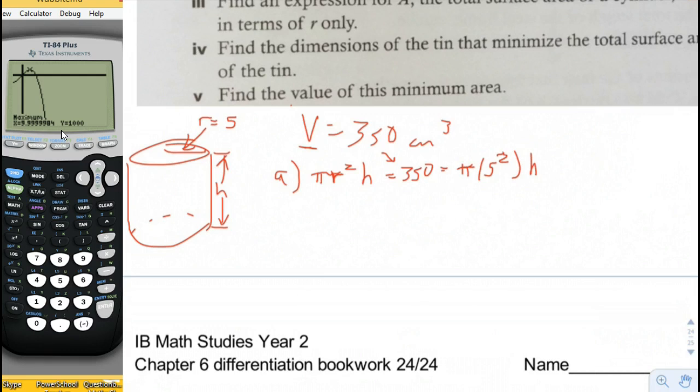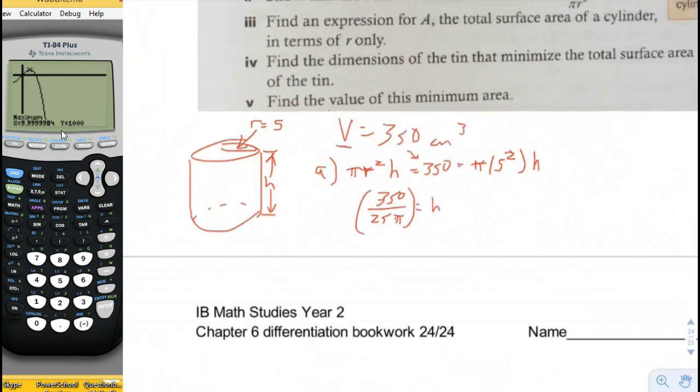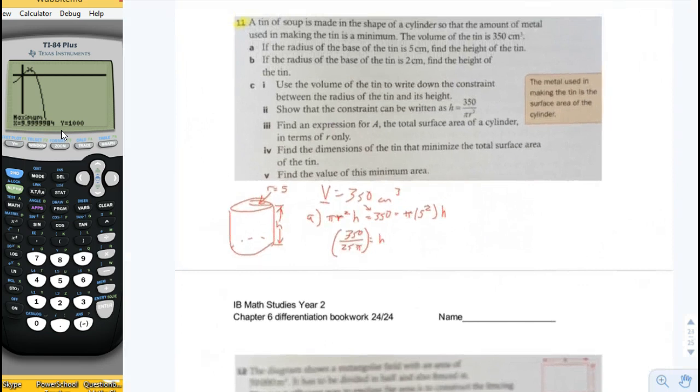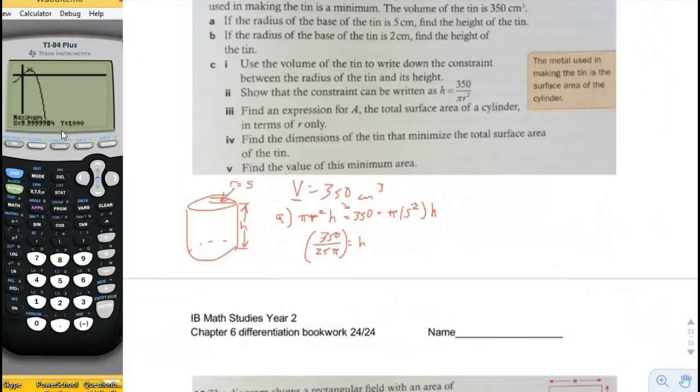We can divide both sides by pi 5 squared. And that would be 350 divided by 25 pi is equal to h. So we've just found out what h is equal to. And you might say, hey, there's a variable there, pi. Pi is not a variable, it's 3.14. So we can actually figure out an exact number for h. Okay, so that's A, right? So A, that's the answer.